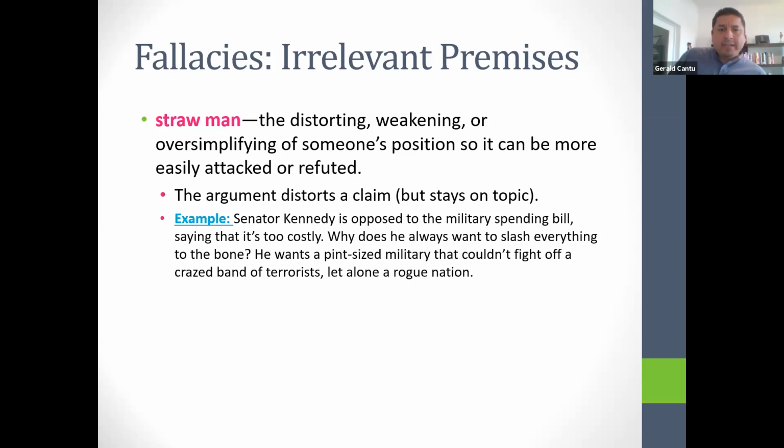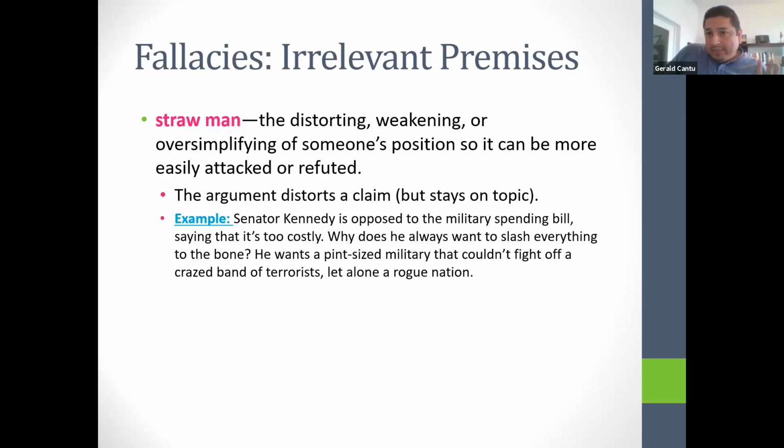Now, here's an example. Senator Kennedy is opposed to the military spending bill, saying that it's too costly. Why does he always want to slash everything to the bone? He wants a pint-sized military that can't fight off a crazed band of terrorists, let alone a rogue nation. So, here's the conclusion: Kennedy is opposed to the military spending bill, saying that it's too costly. Okay, now, why does he always want to slash everything to the bone? What he wants is a ragtag, disarmed bunch of people, armed with pitchforks and sticks and stones and whatnot. Why does he want that, right?